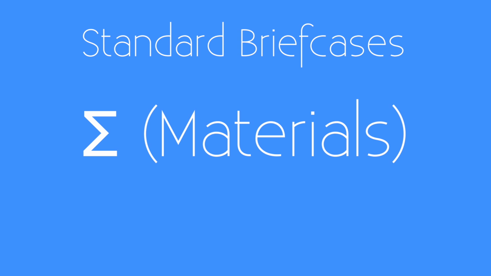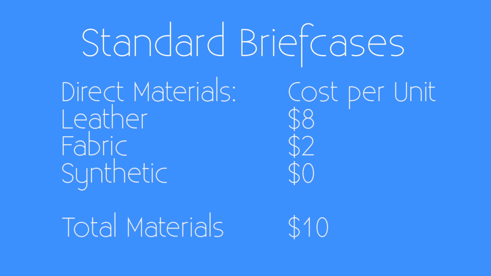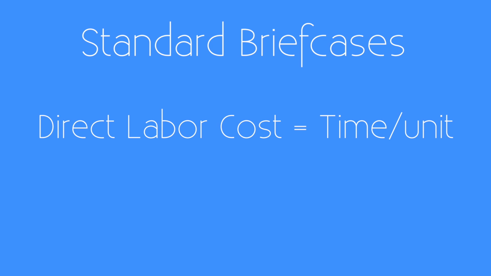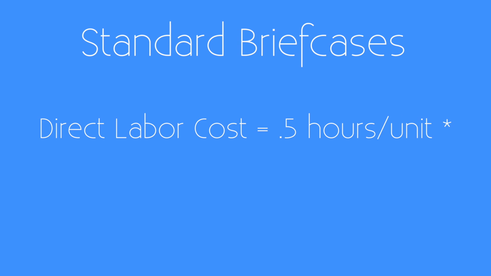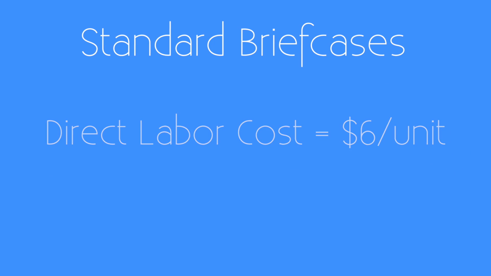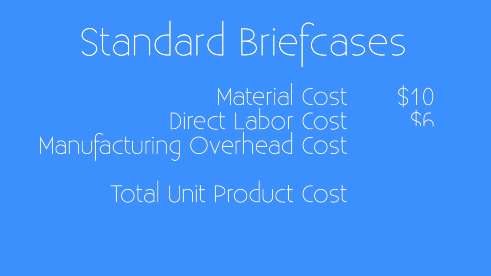For the standard briefcases, material cost equals the sum of all materials that go into one unit. This is the sum of the leather, $8, and the fabric, $2. This totals $10. The direct labor cost is calculated by multiplying the amount of time it takes to produce a single unit, half an hour, with the price per direct labor hour, $12, and this yields $6. As we calculated in the last question, the per unit manufacturing overhead cost is $4.48. Add all of these up and you get a total unit product cost of $20.48 for the standard briefcases.